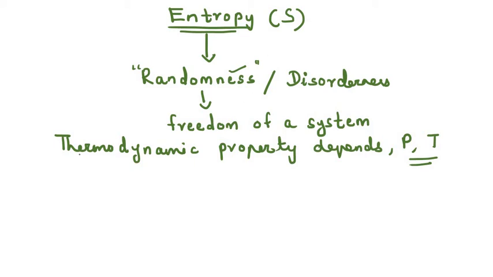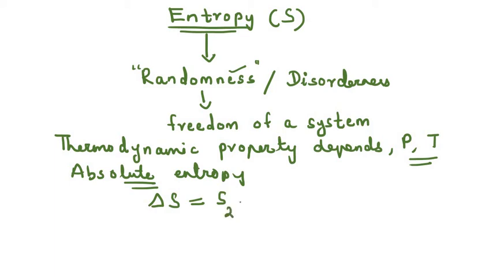Now the absolute entropy of a system cannot be calculated. It is difficult to calculate the absolute entropy of a system. So how can we calculate the entropy? Absolute entropy cannot be calculated, but the change in entropy can be calculated. The change in entropy is given as S final minus S initial, or it can be represented as what?